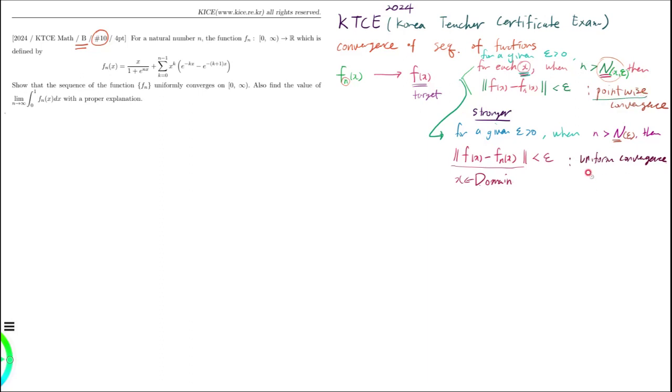Either pointwise or uniform convergence, we need to know its target function. We have to assume there is some target function, and then we have to calculate the norm of their difference. This is a sketch of our strategy for this problem. On this problem, we are required to show the uniform convergence of the sequence of functions. Okay, let me dive into the details of this problem.